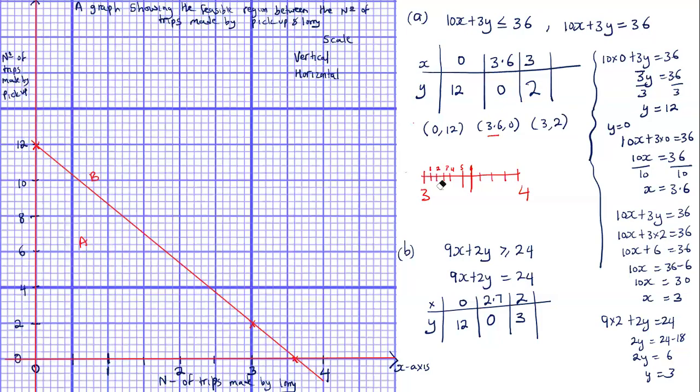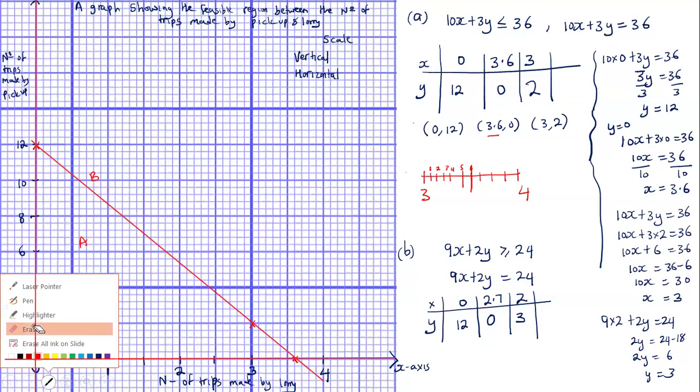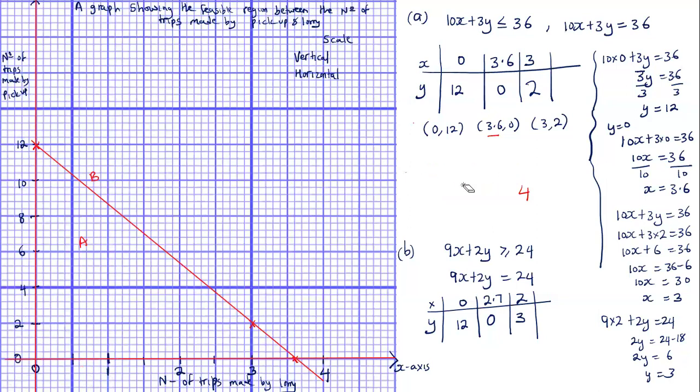So since they have told us 1 and 6, I'm going to come here in my region. Allow me to remove this. And I say now it is time for testing. So I'll say testing for the region. They gave us 1 and 6. Please never choose a point on the line. So 1 and 6 is a point somewhere here.